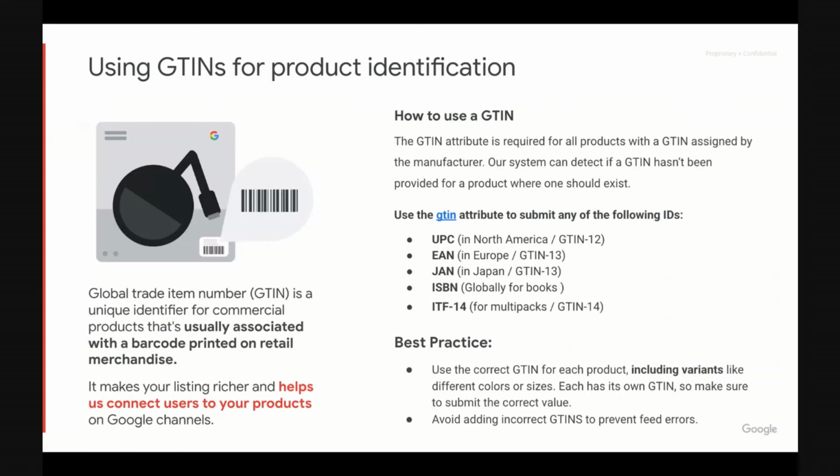So, using GTINs for product identification. The GTIN attribute is required for all products with a GTIN assigned by the manufacturer. Our system can detect if a GTIN hasn't been provided for a particular product where one should exist. Keep in mind, when we're talking about GTINs, it's essentially the barcode. And there are various IDs that you can submit in place of the GTIN attribute: UPC, EAN, JAN, ISBN, and ITF. Make sure that you use the correct GTIN for each product, including variants like different colors or sizes, because each has its own GTIN. So make sure that you do submit that correct value.